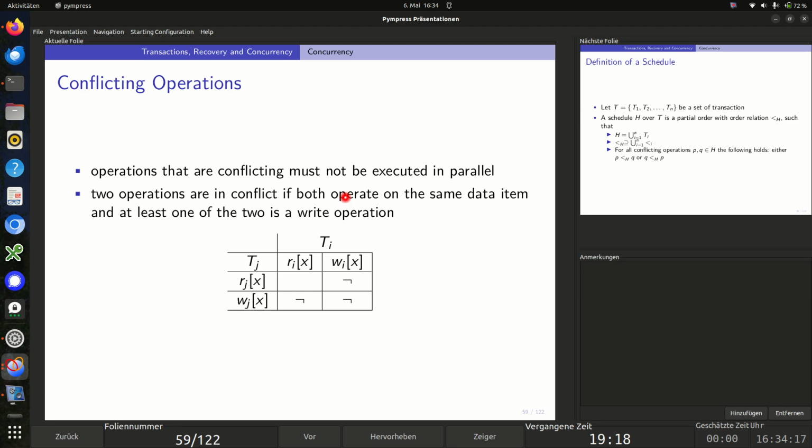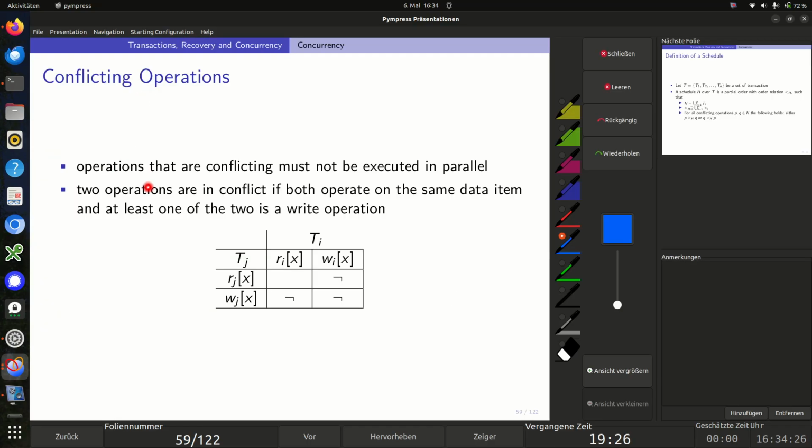Okay, and now the idea is we can also formally define this. What we now do is we have two transactions, T1 and T2, and we have a read, write, and finally commit here, and here we have also read and write and commit. And now we want to serialize this.